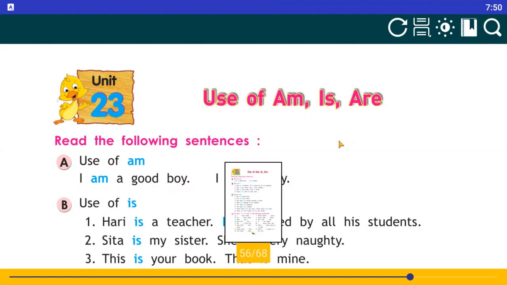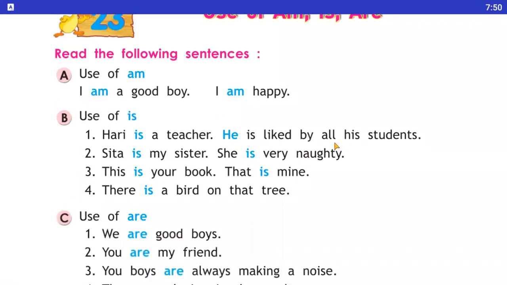Students, in this video, we are going to learn about the use of am, is, are. Lesson number 23, page number 56. So, let's start. How to use is, am, are? Where are am, is, are used? Hum kahan use karte hain is, am, are ko?